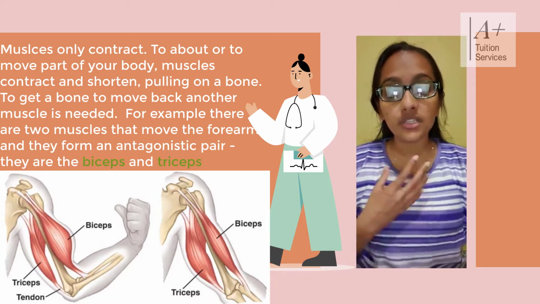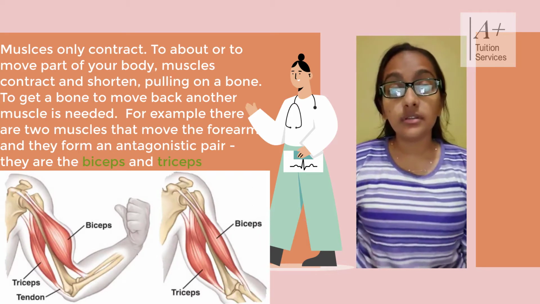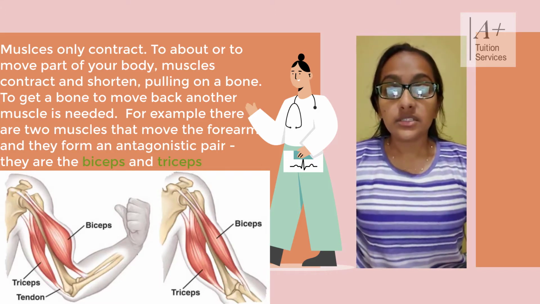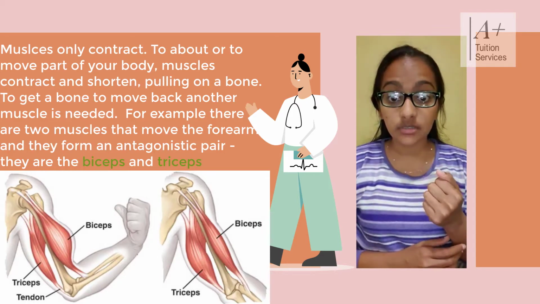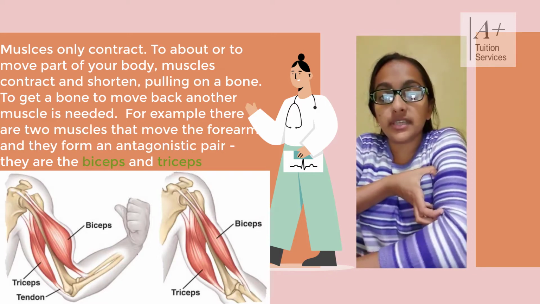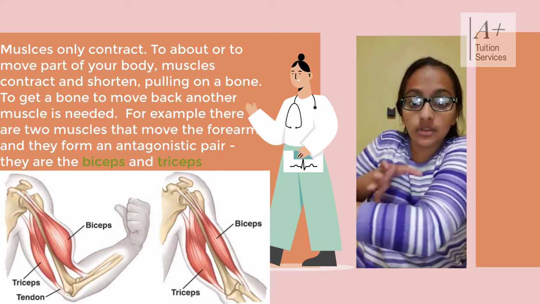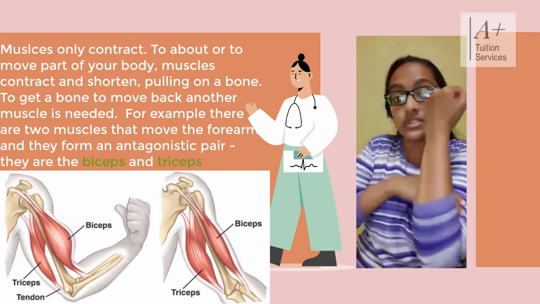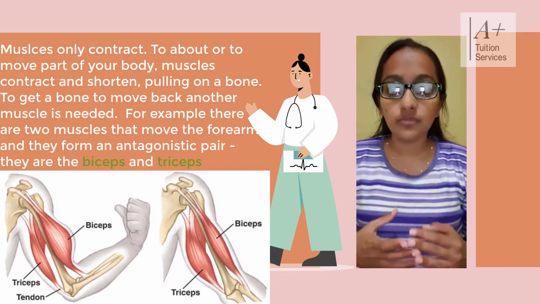Muscles only contract, and they do so to move parts of the body or to produce movement in the body. So muscles contract or shorten, pulling on a bone. If you have the bicep muscle here shortening, and it is attached to this bone, it pulls the bone. So when a muscle contracts and shortens, there's a pulling movement on the bone.